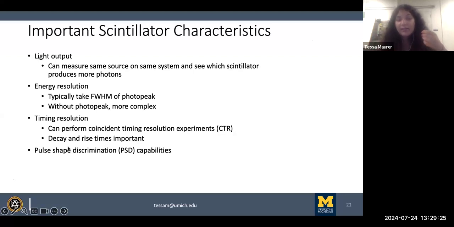Something else really important, the governing properties of timing resolution, are decay and rise times. With a particular pulse, how fast is it rising up to its peak? And then how long does it take to go back and stabilize to baseline? And then pulse shape discrimination capabilities, or PSD, are important too.